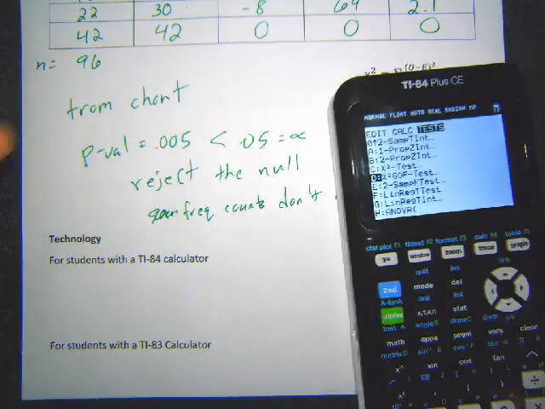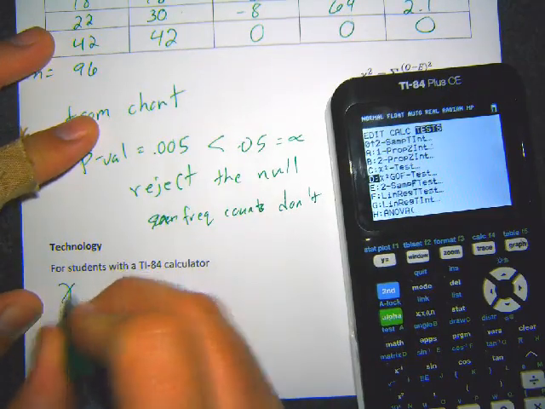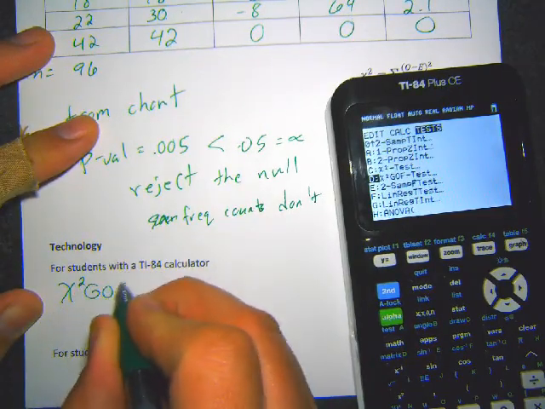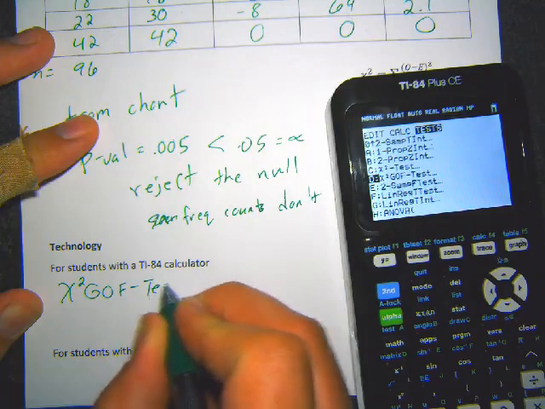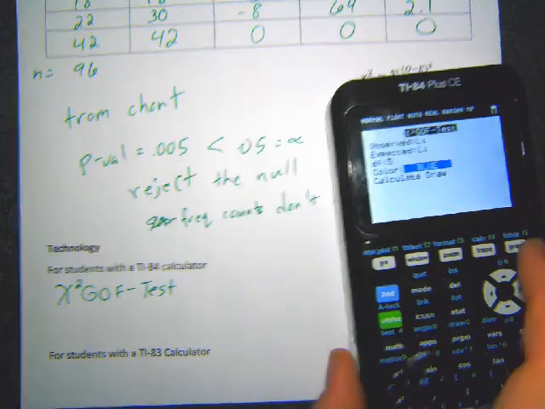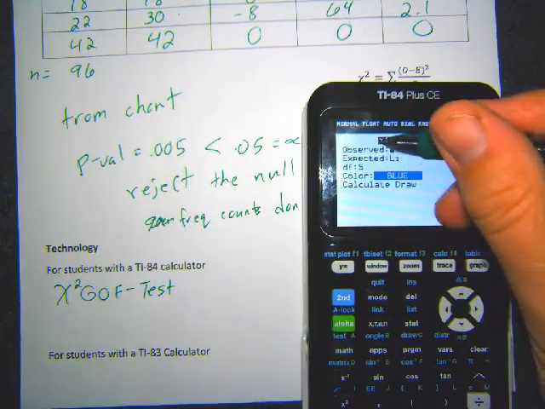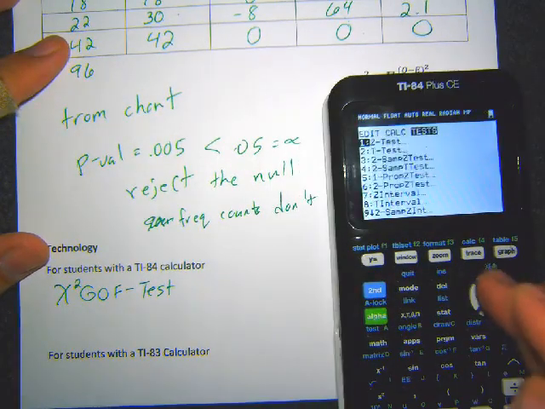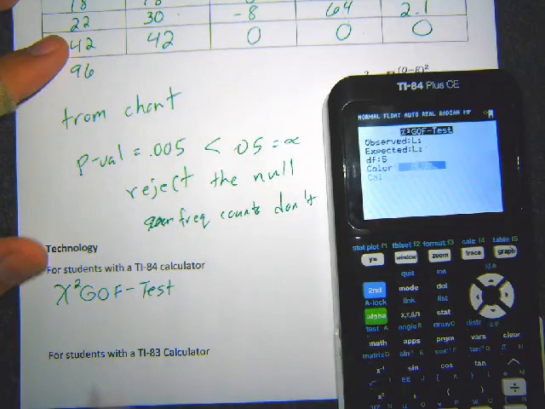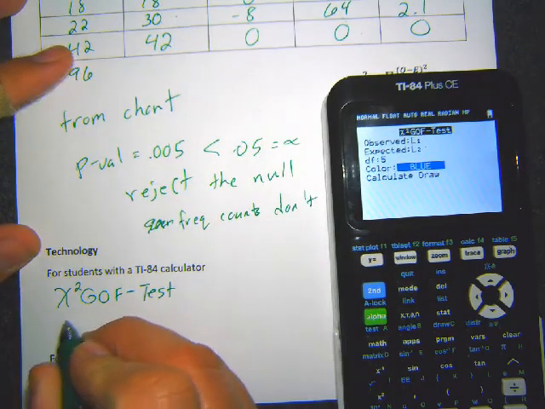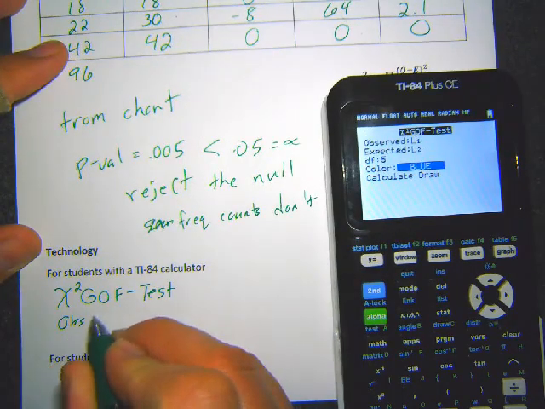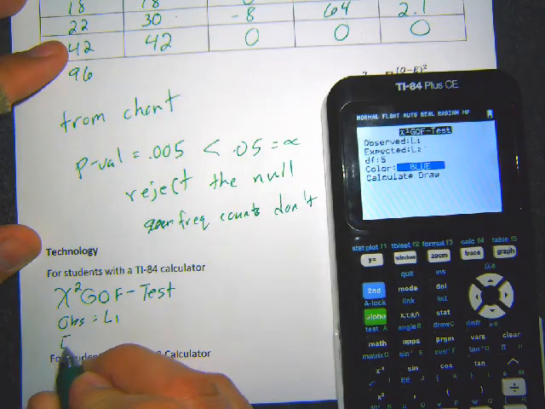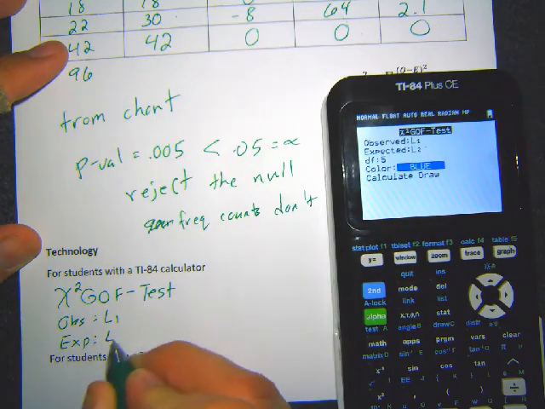So we use the chi-squared goodness of fit test. And to do this one, you're going to have two lists. You're going to have your observed list and your expected list. Chi-squared goodness of fit test. So your observed list 1 and your expected list 2.